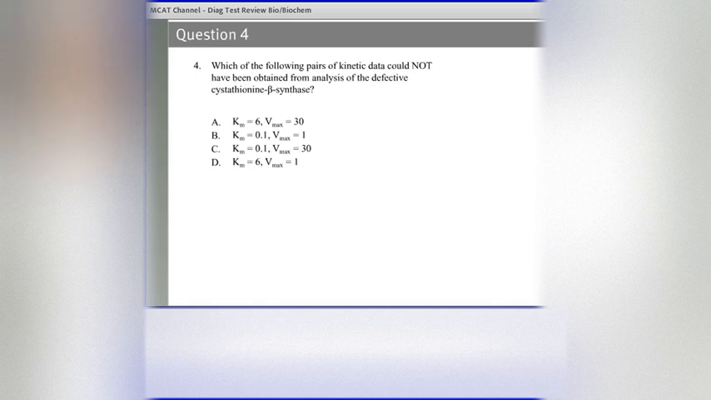Now, I've been training you. You know what to pay attention to. What's important in question number 4, that if you were speed reading, you might have missed: the "not," which could not have been obtained. Emily, Ariel, James, nicely done. So we're looking for the one that would not be likely.